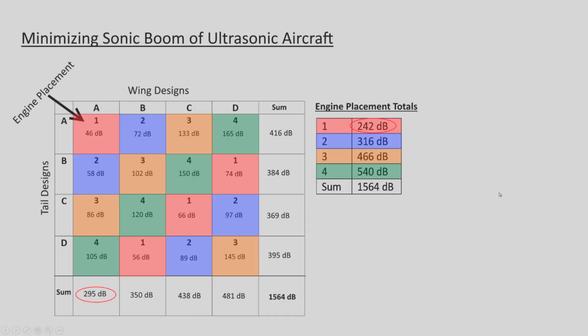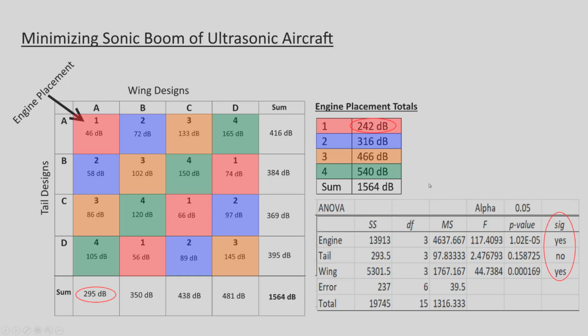To analyze the Latin square, start by summing each row and each column, and then summing each level of factor 3, the engine placement. The engine placements have been color-coded to make it easier to see. When you total the sums of rows, the sums of columns, and the sums of engine placements, all 3 should be the same number, in this case 1564 decibels. Then you can use ANOVA to analyze each factor.